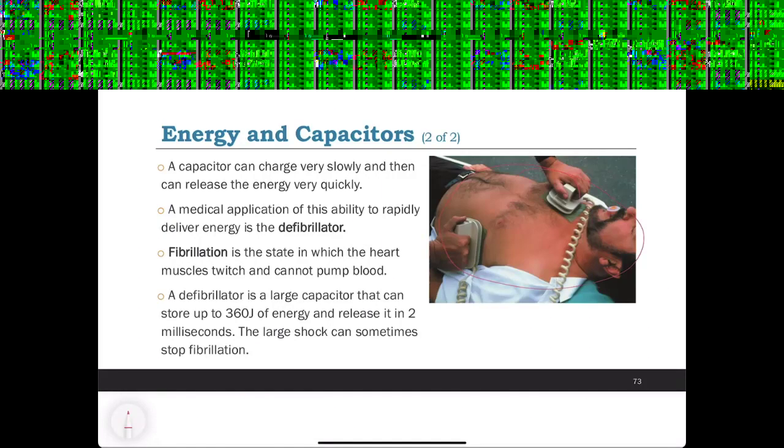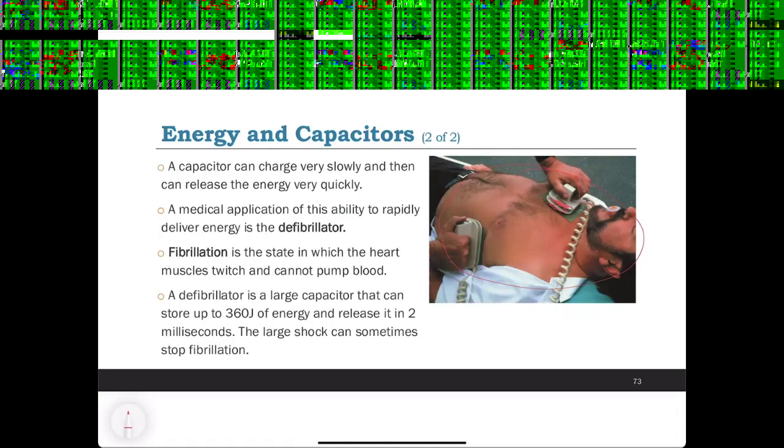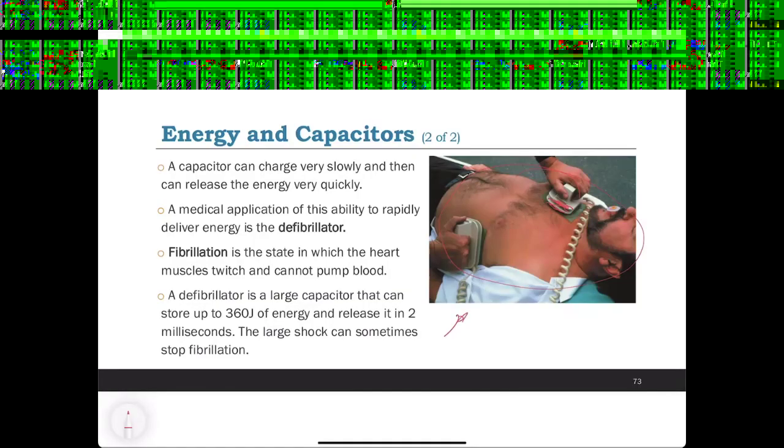Fibrillation is a state in which the heart muscles twitch and cannot pump blood. A defibrillator is a large capacitor. If you observe it very carefully, it has two layers: one is a positive plate, one is a negative plate. This is a large capacitor. If you do some experiments in a physics lab, the capacitor is very small. Yes, this capacitor is quite big.